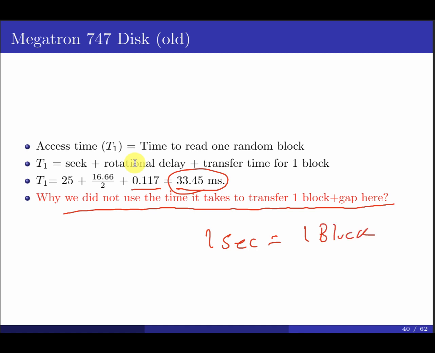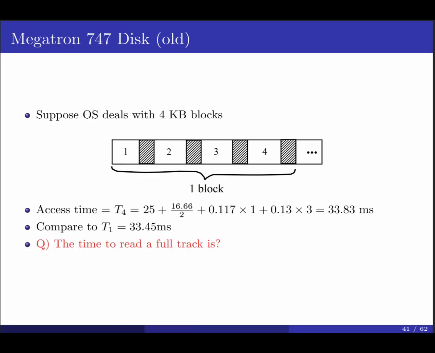And this is a random block. So the only thing I need to do here is fetch one block, one sector. I don't need to consider the gaps here. That's why I use the time without gaps. Okay? Let's change the scenario that we have. Assume that one block is equal to 4 sectors. Oh, the story has changed now.